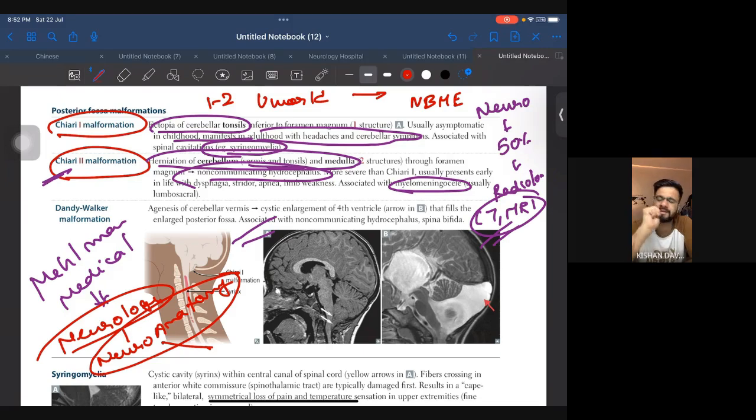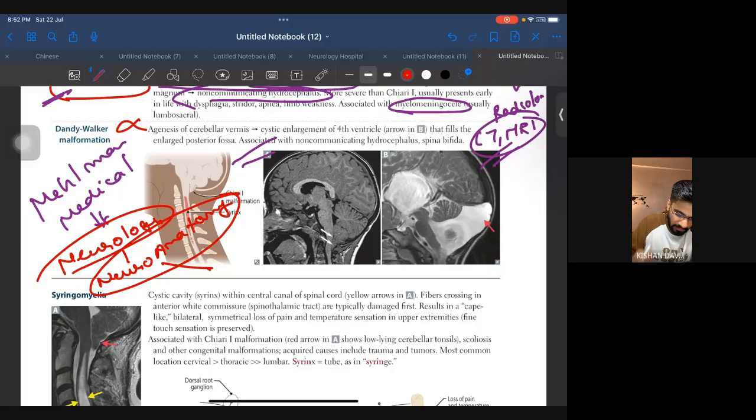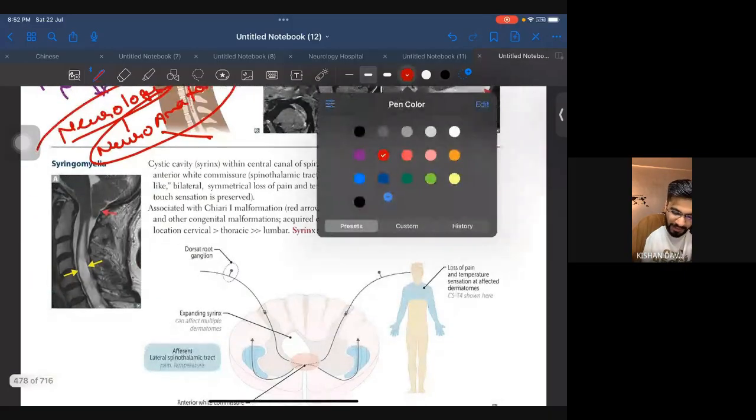And another thing is this is the easiest system. Just look at the MRI and CT. It is very big. That's why you feel it is very difficult. But this is the easiest one. Dandy Walker, never asked, ignore. Syringomyelia, we will do this in the spinal cord syndrome.